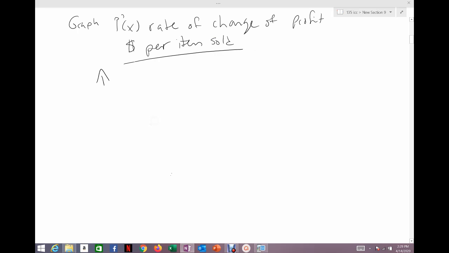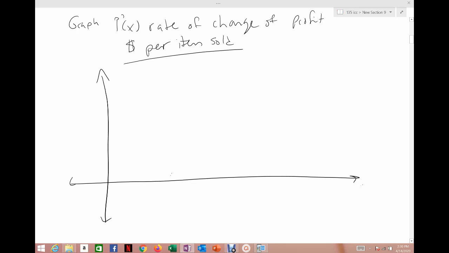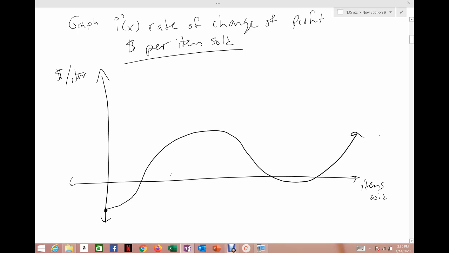All right, so if I'm looking at this graphically, this would be the items sold. This would be the dollars per item. Profit usually starts out down here. So suppose this is how my profit function behaves. So I've got the derivative of my profit function. This is my rate of change of profit.